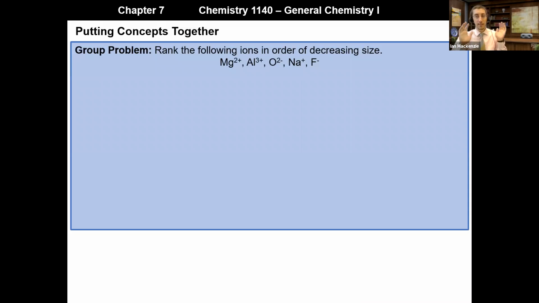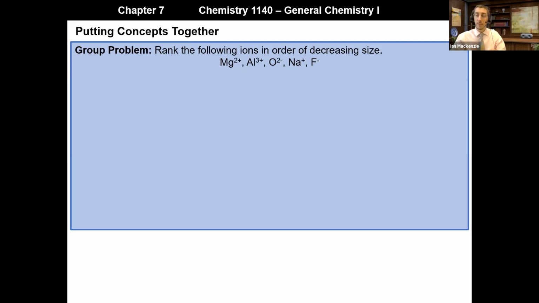So let's take these concepts and expand on it a little bit. Rank the following ions in order of decreasing size. So we have the magnesium 2+ ion, aluminum 3+, oxygen 2-, sodium plus, and F-.